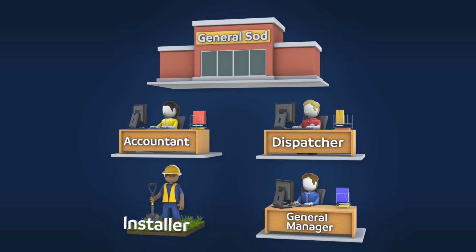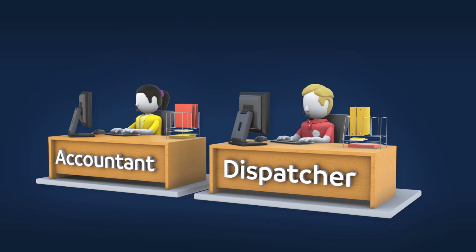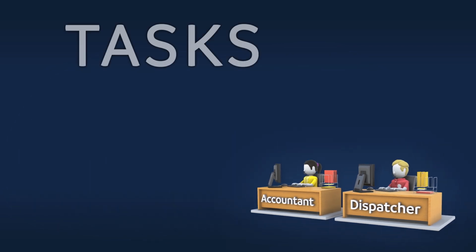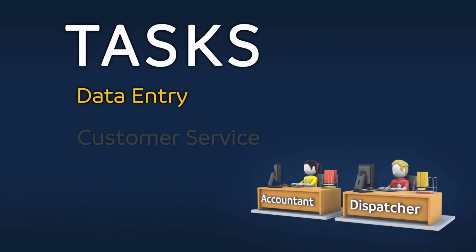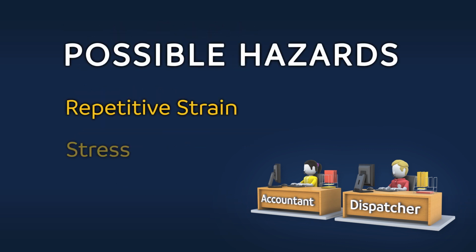Some tasks will belong to more than one position, and some positions might overlap in the same organization. For instance, the accountant and the dispatcher both likely perform some of the same tasks: data entry, talking to clients on the phone, or filing. The hazard assessment process will still include these and all other tasks related to each position. Once you have a comprehensive list, you need to associate specific health or safety hazards with each task.